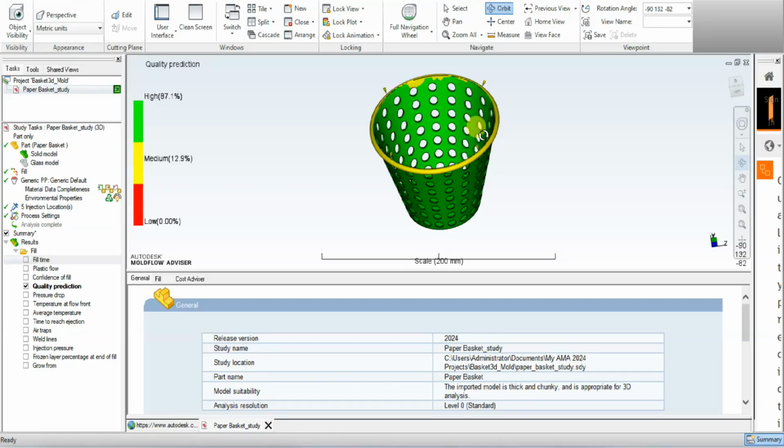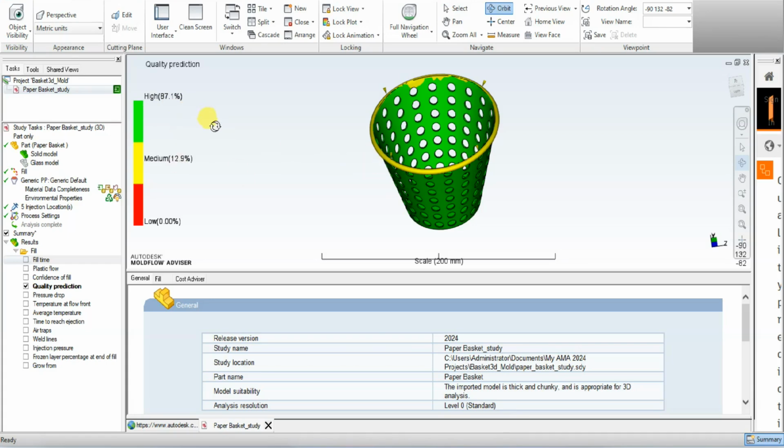Quality prediction results include, and of course indicate, the following. Now you can see the greenness here. You see this greenness, and the percentage shows that the product has high quality.